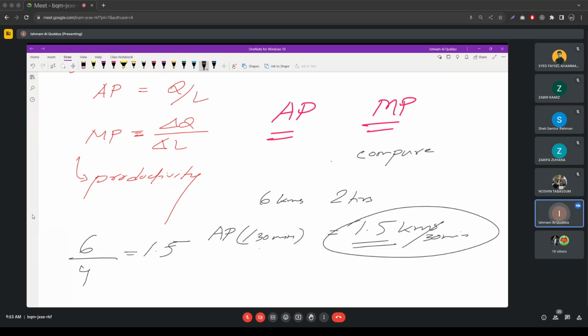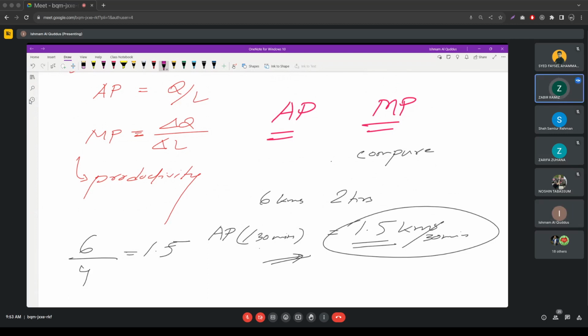Now, what does this mean? What's the issue here? There's a problem here. What is the problem? Who can tell? So this is a classic problem of the average calculation. What is the issue here?